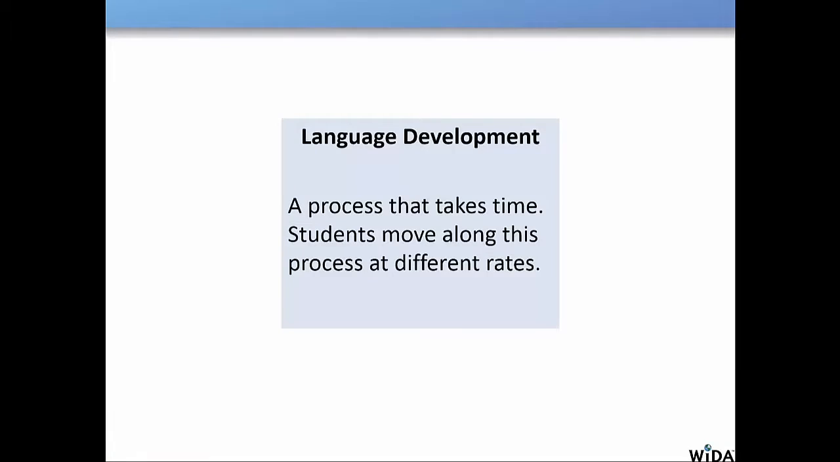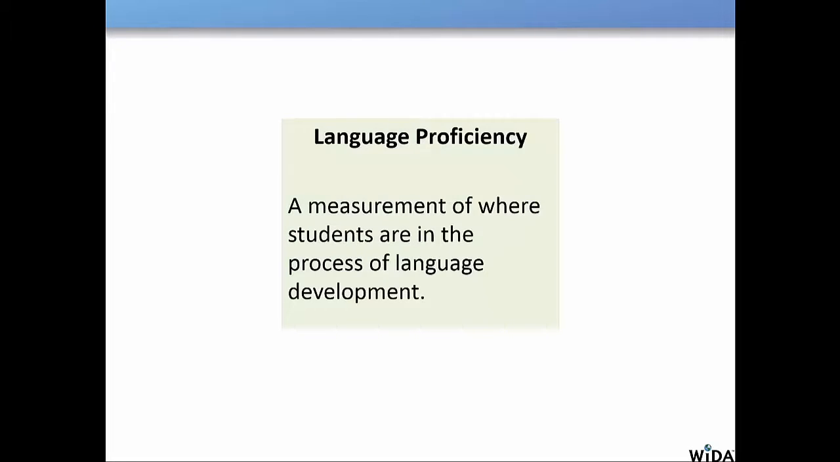Language development is a process that takes time. Students move along this process at different rates. Some students move towards becoming advanced English speakers much quicker than others. Language proficiency is information that tells us where students are at a specific point in time in their language development. It is like a measurement of their ability to use language. Information on language proficiency comes from students' scores on language proficiency tests. Every student is different, but with support, students can make progress in their language.